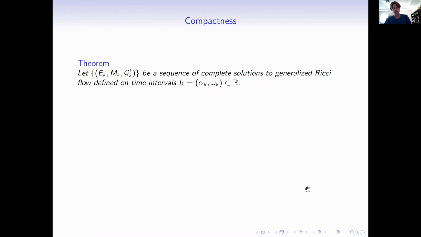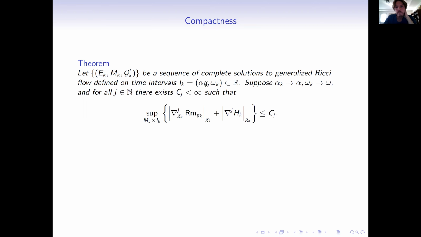Now let me just state the fundamental theorem of compactness for solutions to generalized Ricci flow. Again, here I have (E_k, M_k, g_k(t)), a sequence of complete solutions to generalized Ricci flow defined on some time intervals, which look like this: I_k = (α_k, ω_k). I suppose that the initial times are converging to some time α, and the final times are converging to some limit ω.